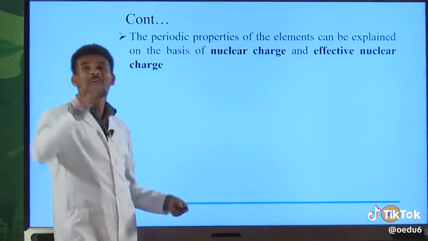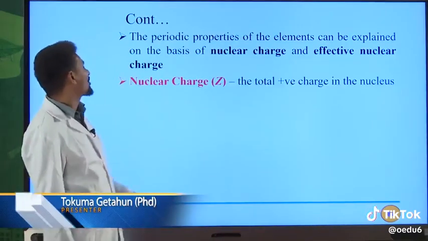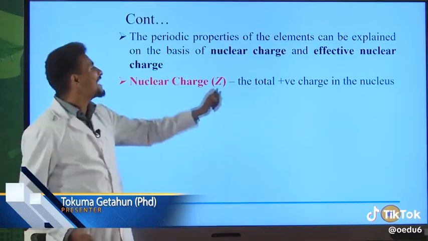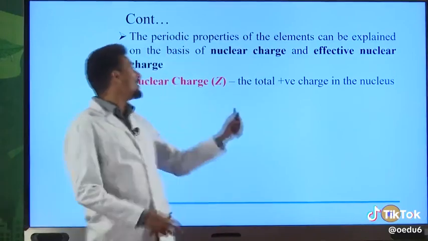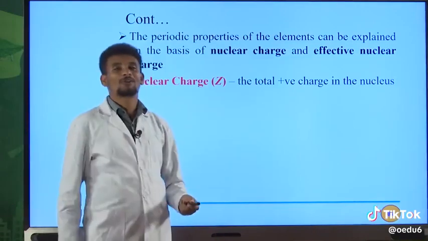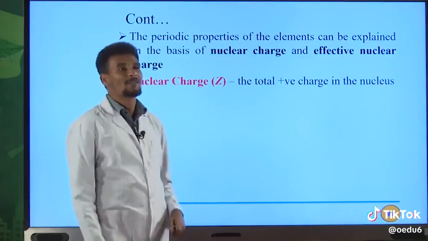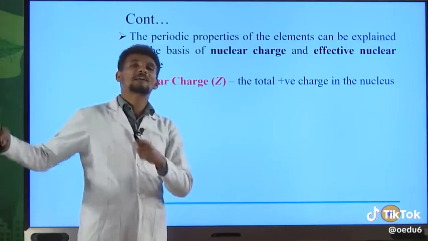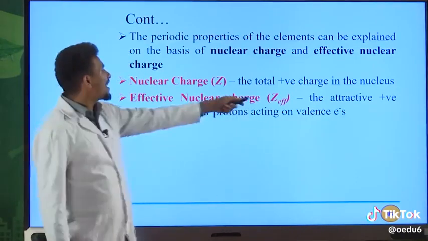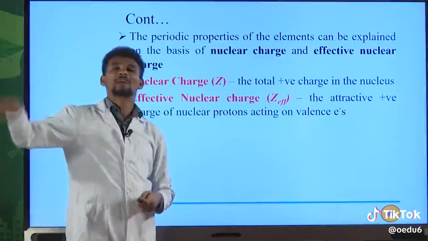This can be explained based on nuclear charge and effective nuclear charge. What is nuclear charge? This is very simple. It is the total positive charge in the nucleus of the atom, which is equal to the number of protons. So nuclear charge is simply the number of protons in the nucleus of the atom, also named the atomic number of the element. The second one is effective nuclear charge, Z effective. This is the attractive positive charge of nuclear protons acting on valence electrons.